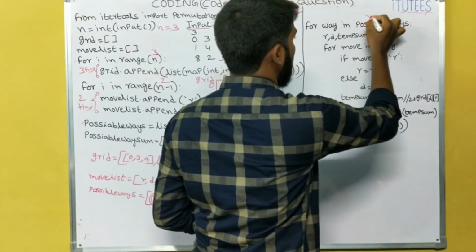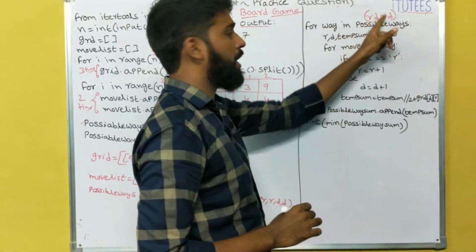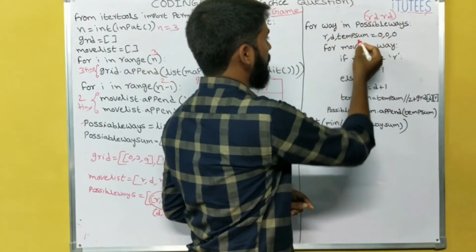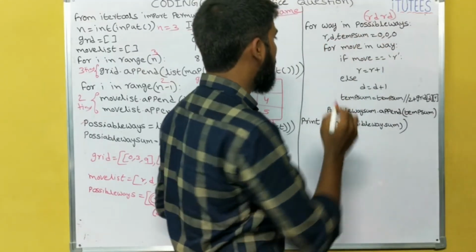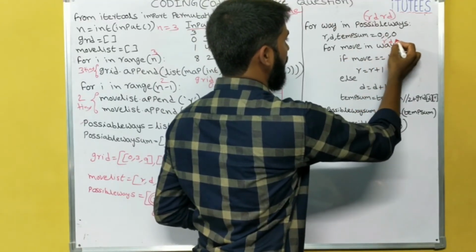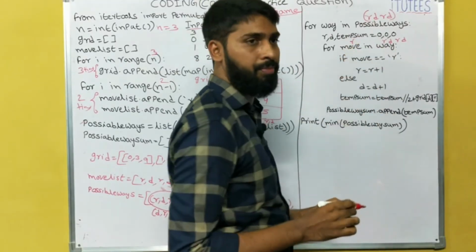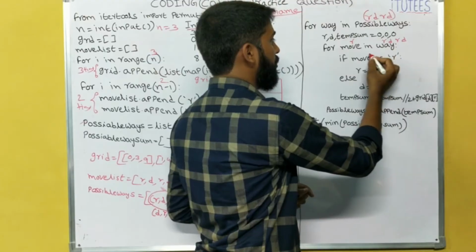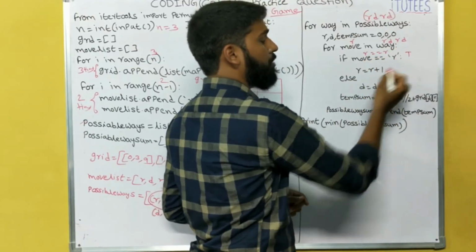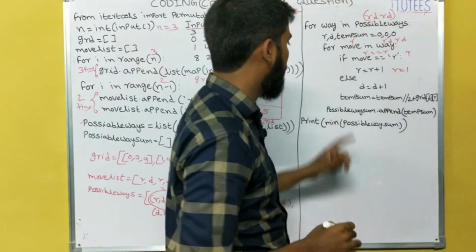In the first iteration, the way is rd rd. I initialize r equals 0, d equals 0 and temporary sum equals 0. For move in way, the move is r. If move equals r, that is true, so r equals r plus 1. That means now r equals 1.